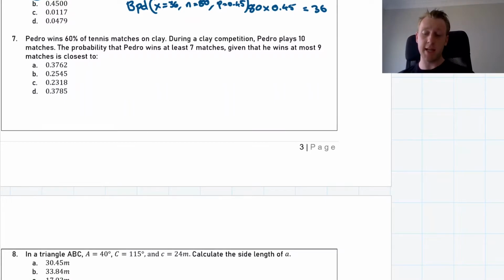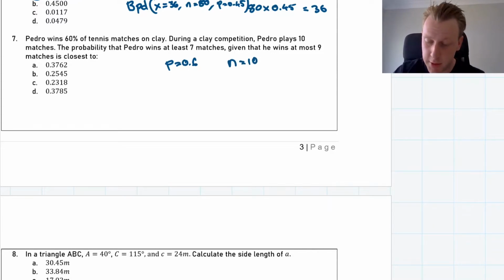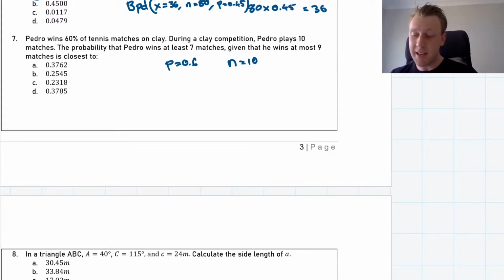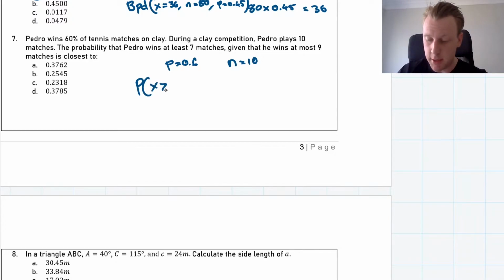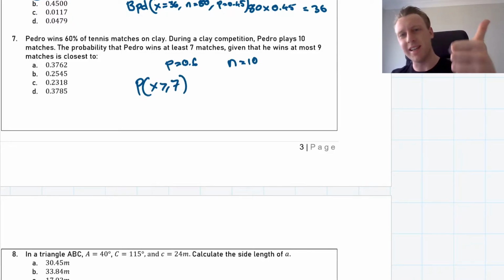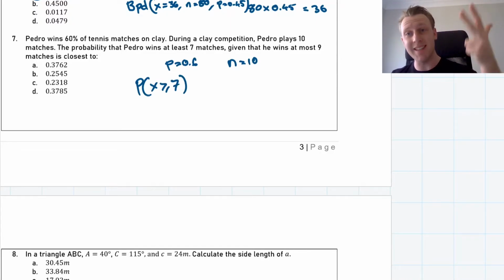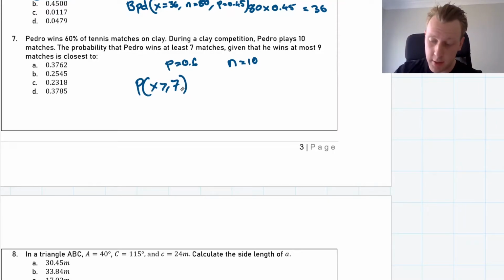All right, Pedro plays some tennis on clay, wins 60% of the time. So P is equal to 0.6. During the competition, he plays 10 matches. The probability that he wins at least 7, given that he wins at most 9. So we've got a condition there. I don't care about the case where he wins all 10, so we're going to remove that from our sample space. So essentially what that means is the probability that he wins at least 7, so that's winning 7, 8, 9, or 10, but you don't care about winning 10, so the probability that he wins 7, 8, or 9, given that he wins at most 9.